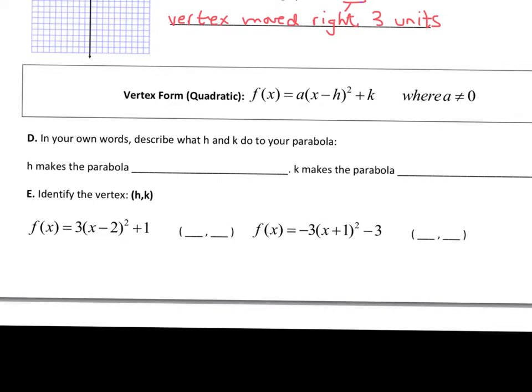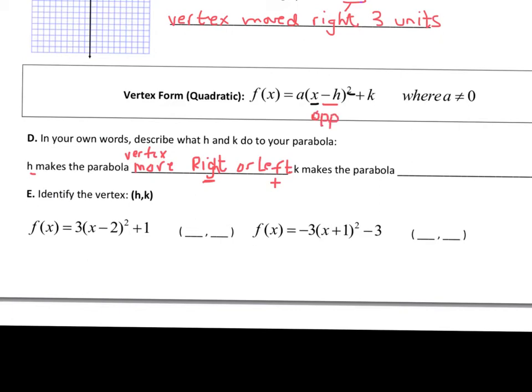When we put the two types of equations together, when we have x and a squared, we know it makes a parabola. If we have an h on the inside of the parentheses, the h makes the parabola, the vertex, move right or left. How do we know it moves right? If you see a minus sign. How do we know if it moves left? If you see a plus sign. So remember, inside the parentheses, it's the opposite sign.